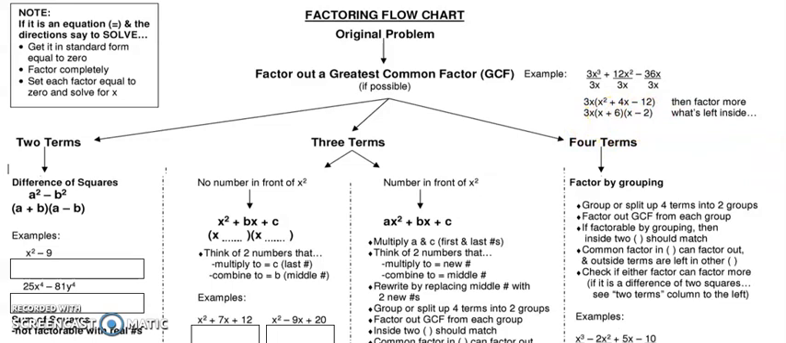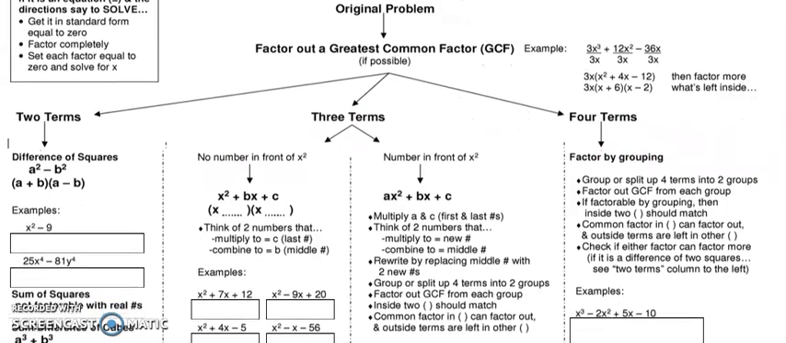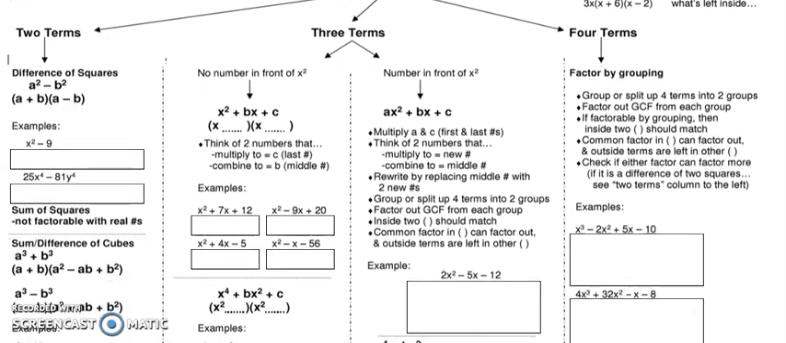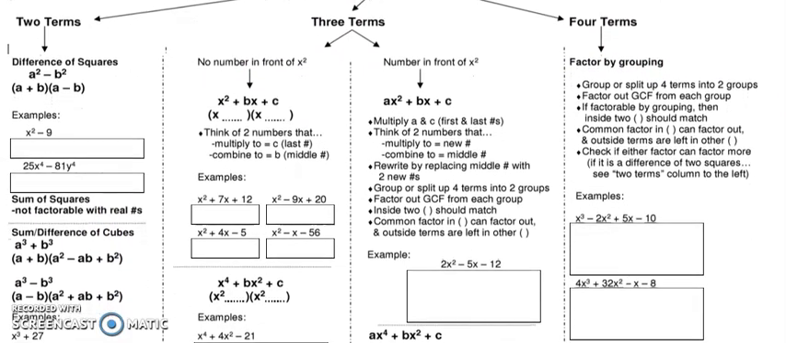If it doesn't have a GCF, then you'll look under to see which of these categories it falls under. So for example, if there are 2 terms, we have 2 things that could possibly happen. We have a difference of squares that we've already learned, which says a squared minus b squared. That's the only one that we learned. I'm sorry. And so this is going to turn into a plus b, a minus b.